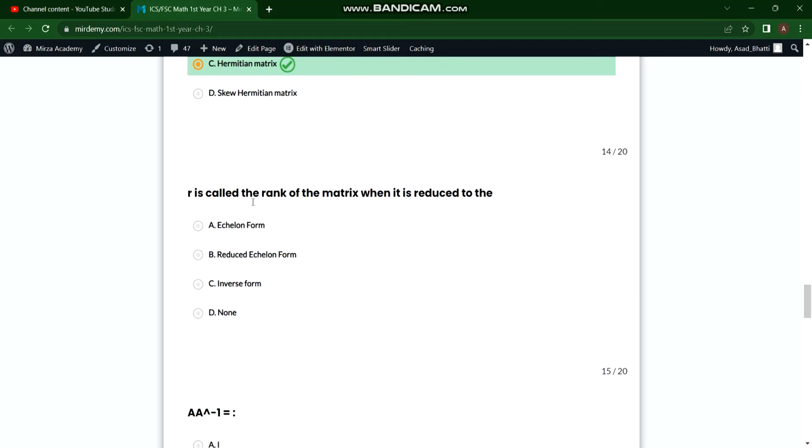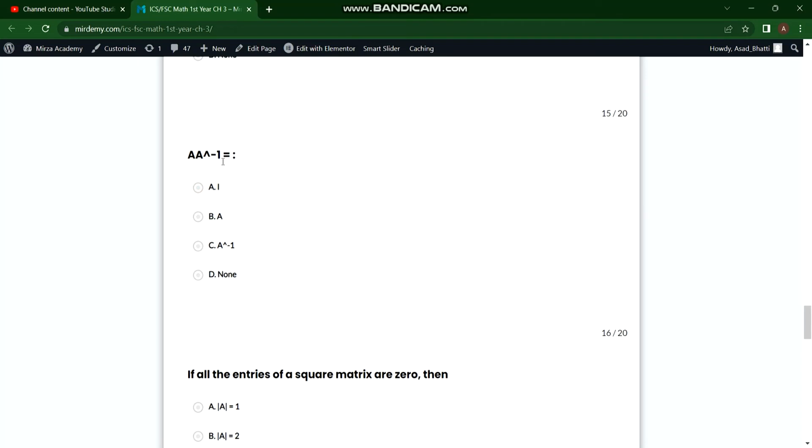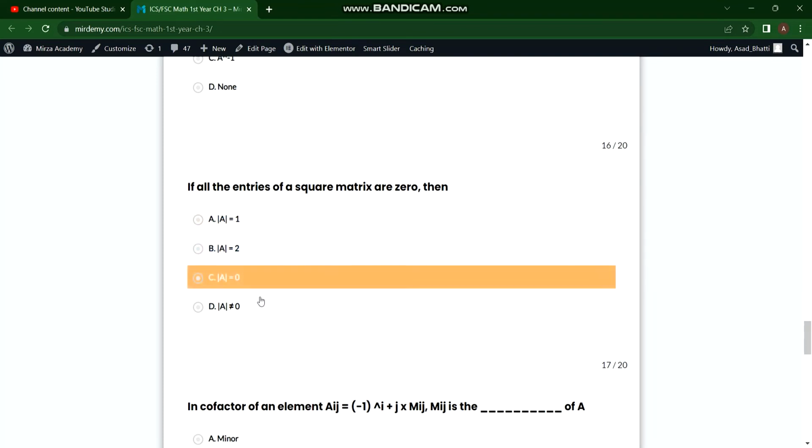R is called the rank of the matrix when it is reduced to the reduced echelon form. The next MCQ is here. A times A inverse is always equal to identity. So A option is correct. If all the entries of a square matrix are zero, then must remember that the determinant of A will be zero. So C option is correct.